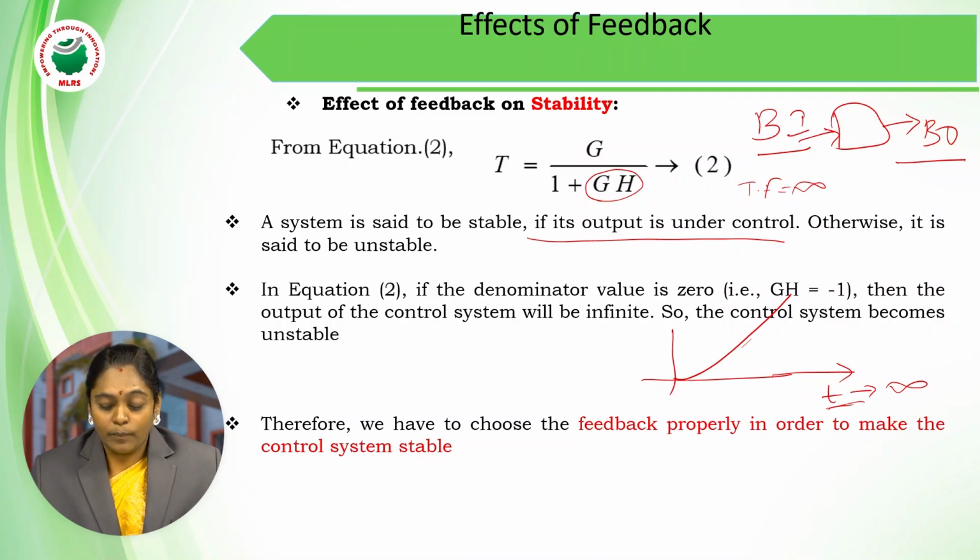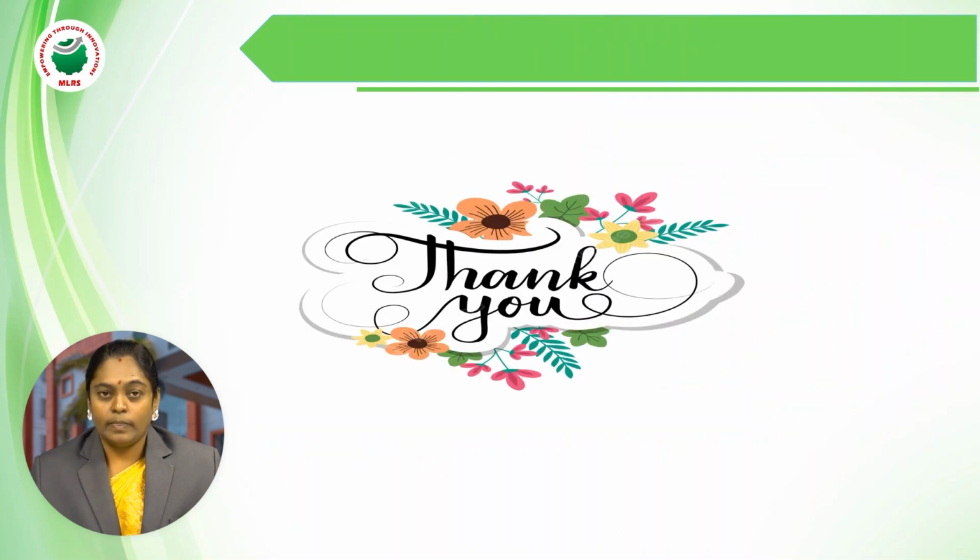So depending upon the feedback path which we take, that will decide whether the system is stable or unstable. So this is all about what is meant by feedback, what the different components of feedback are, what the different types of feedback systems are in a closed loop control system, and what its effects are.